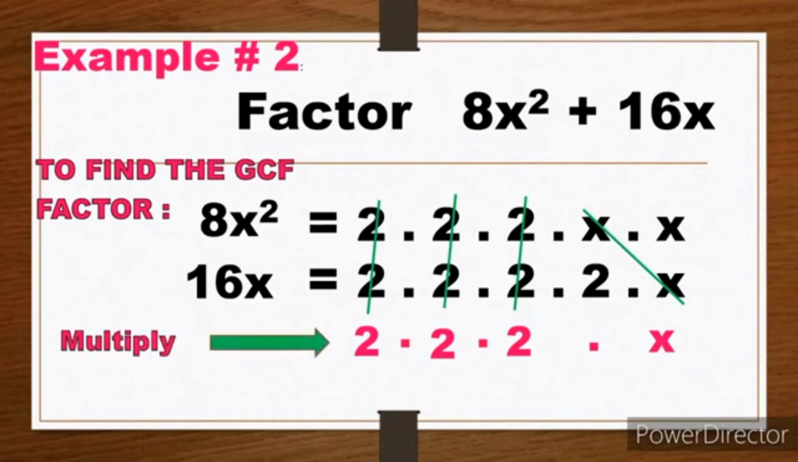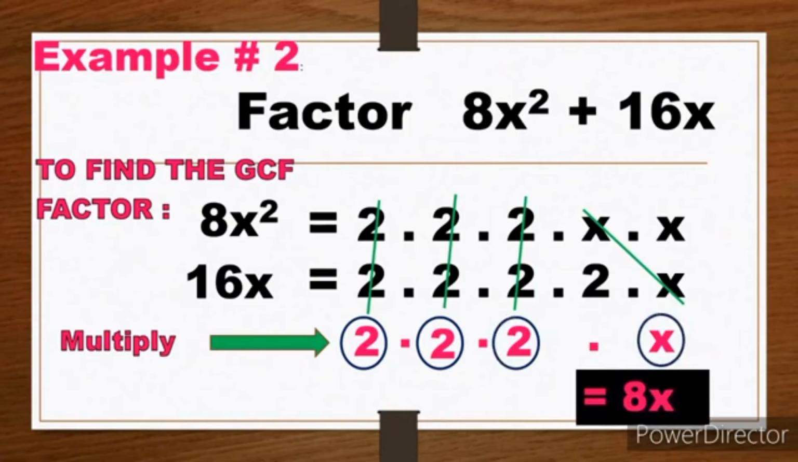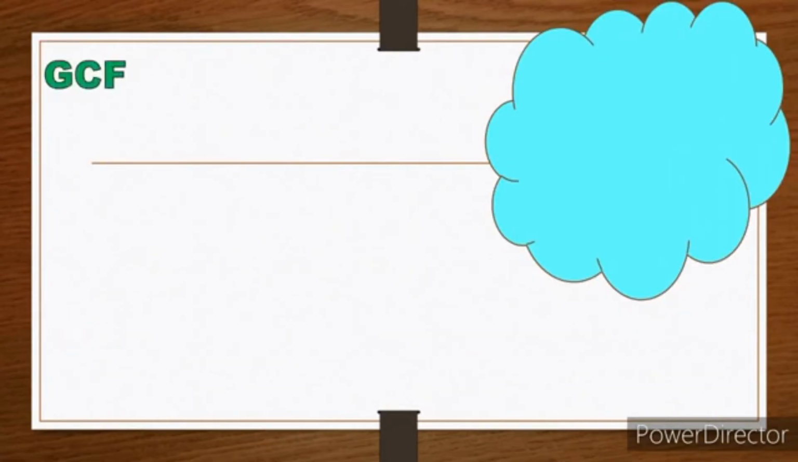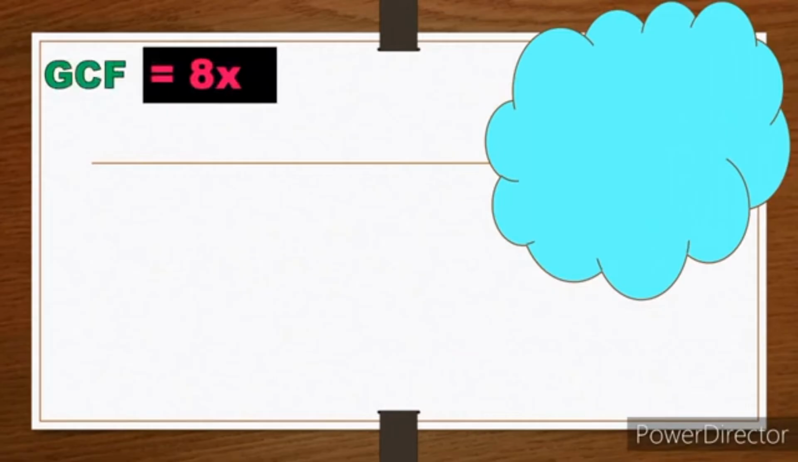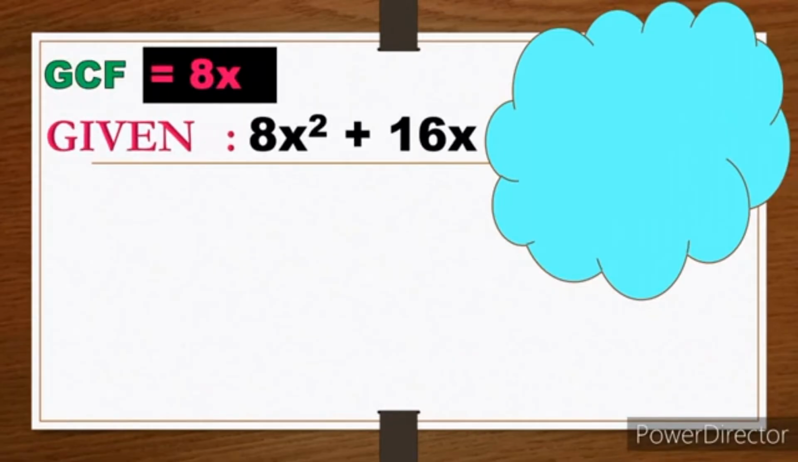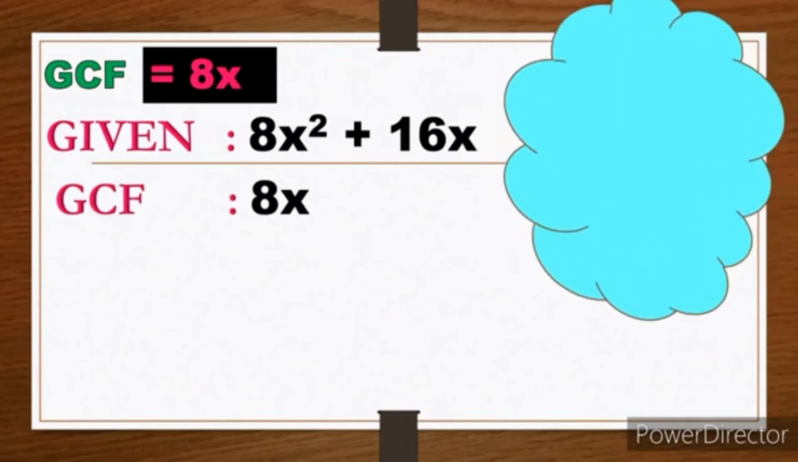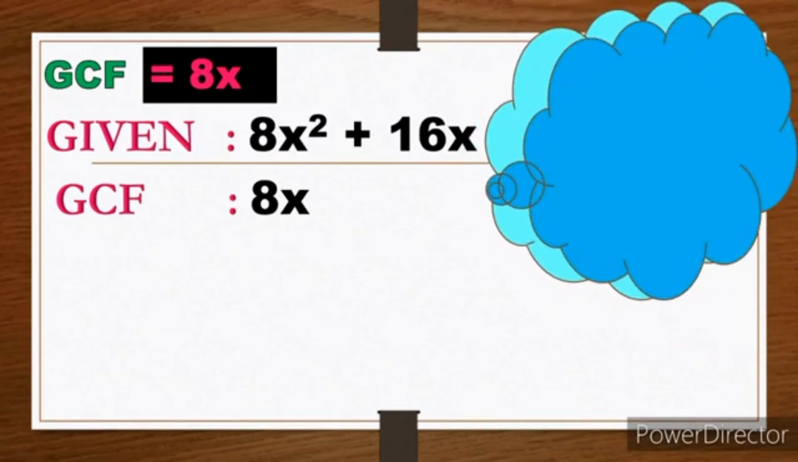We're going to multiply. 2 times 2 equals 4 times 2 equals 8 times x is 8x. Therefore, our GCF here is 8x. Okay, again, the GCF is 8x. Then, the given polynomial is 8x squared plus 16x. And again, the GCF is 8x.